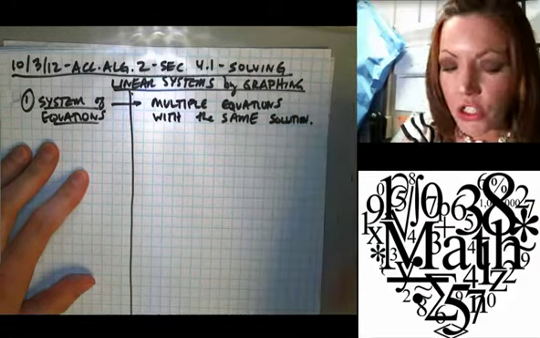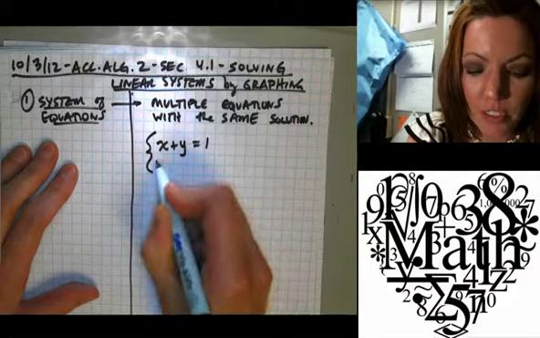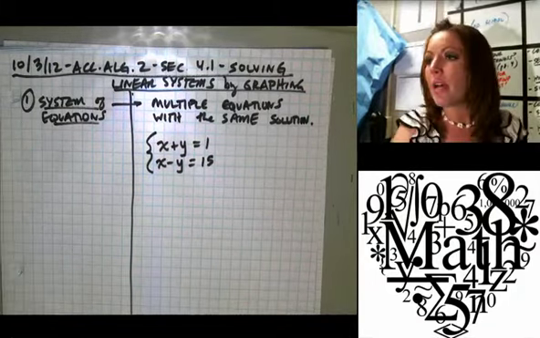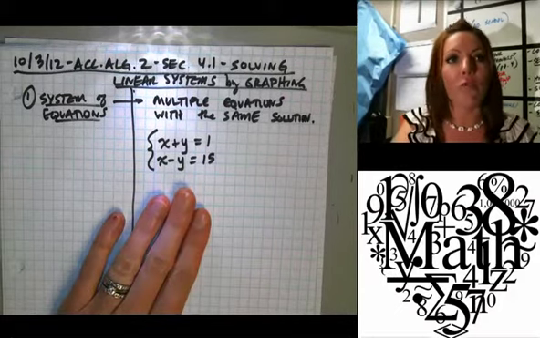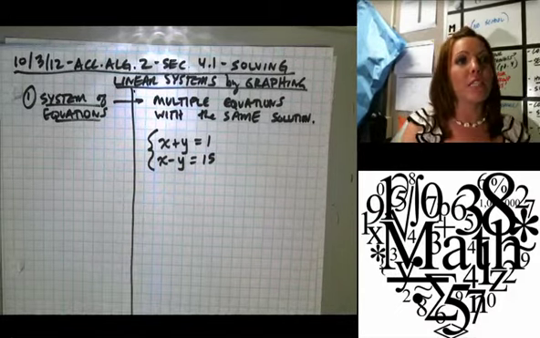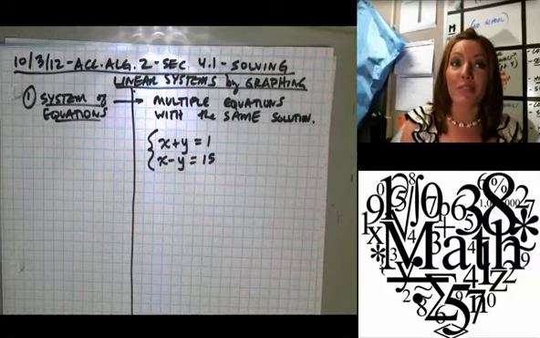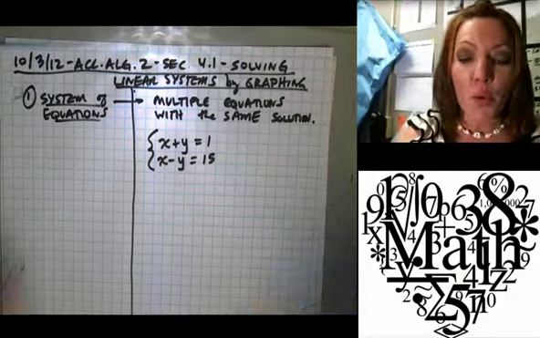Okay. So examples of that would be something like this: x plus y equals 1 and x minus y equals 15 or something. That's an example. So we've done problems like this before and solved them for an x and a y that fits in both equations. We're going to get, are you all ready for this? We're going to get into third order systems in this class.